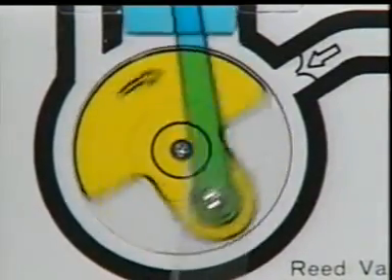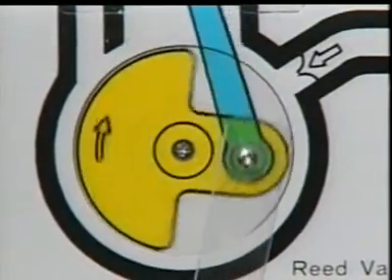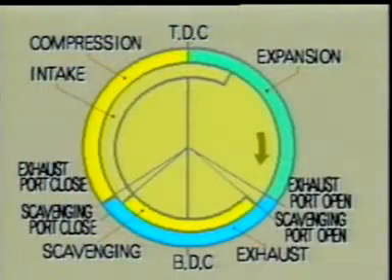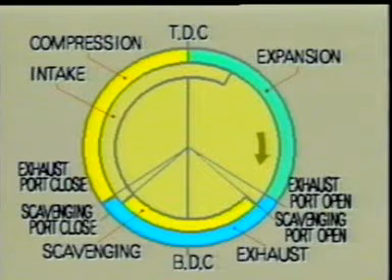The angles of revolution of the crankshaft, at which the intake, exhaust and scavenging ports are opened and closed, are expressed in the port timing diagram. Note the positions of intake, primary compression, scavenging, compression, combustion and exhaust.